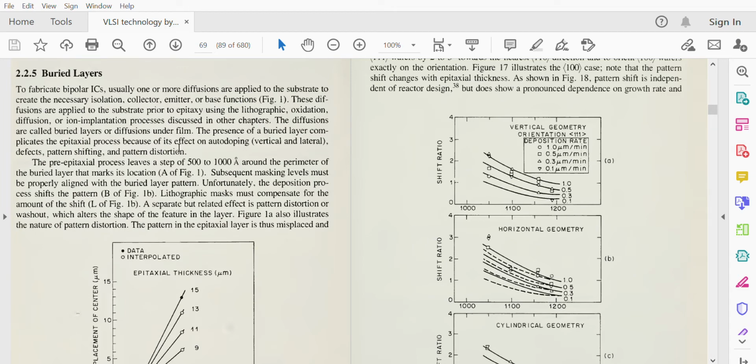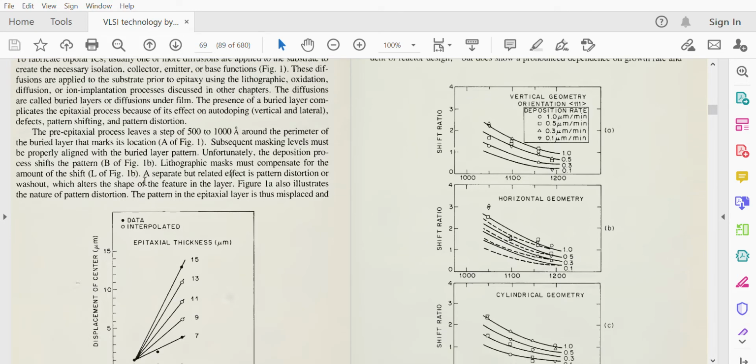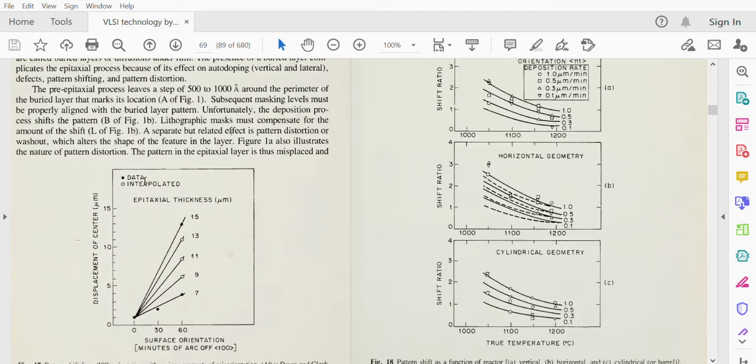We discussed doping and auto-doping in the previous lecture. It also affects the defects, pattern shifting, and pattern distortion. So these are the consequences of the buried layers. The pre-epitaxial process leaves a step of 500 to 1000 angstrom around the perimeter of the buried layer that marks its location. Figure 1A, that we discussed in the first lecture.